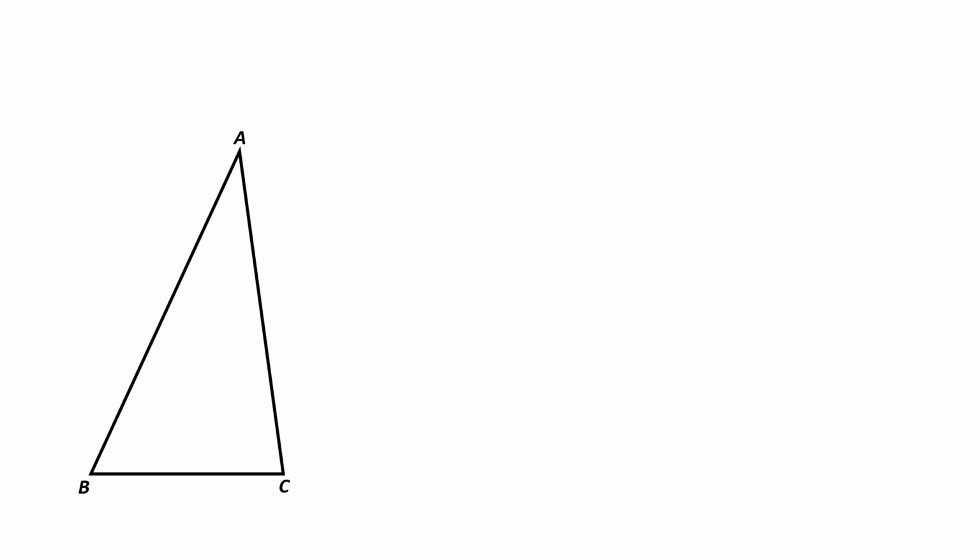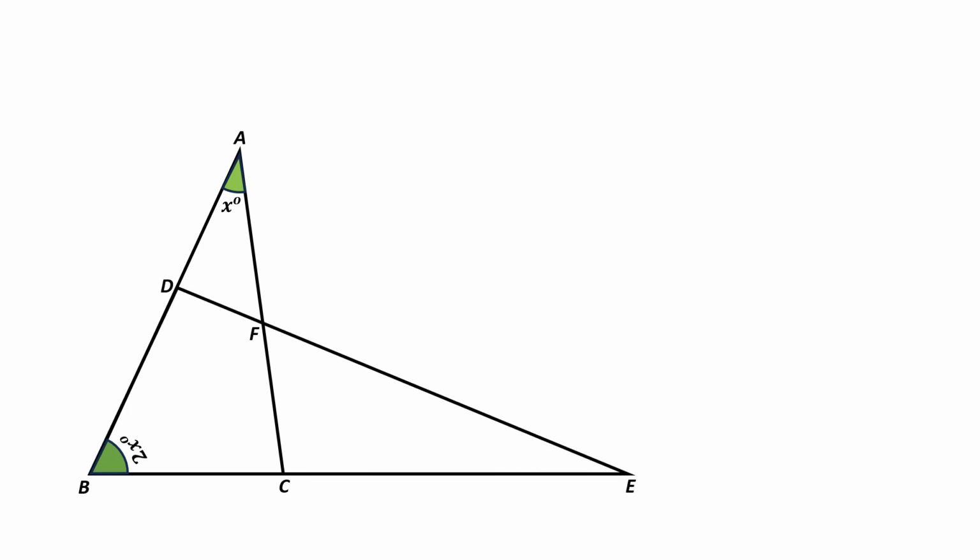Hello everyone. In this video we have given a triangle ABC in which the angle A is equal to x degree and angle B is equal to 2x degree. Now we draw another triangle BDE which intersects AB at point D and AC at point F.